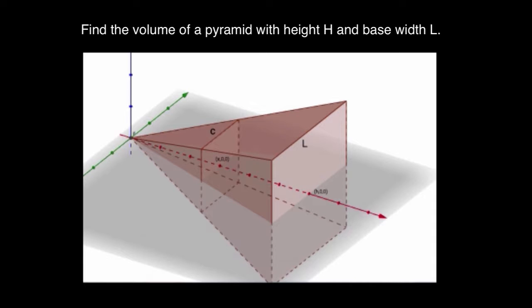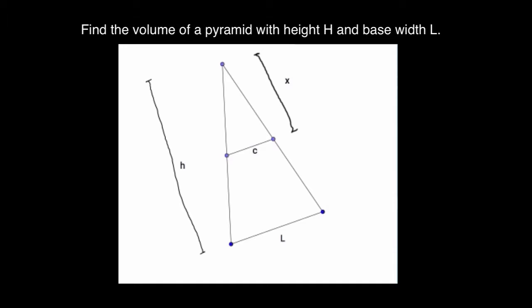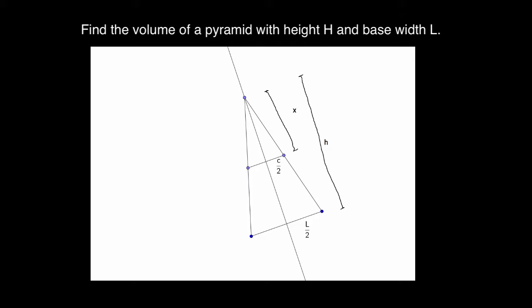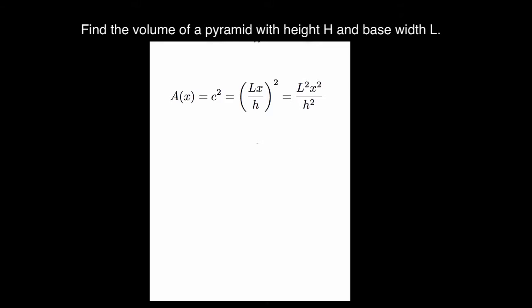Looking at the pyramid from above, that is, the direction of the z-axis, we see the following picture. If we cut these triangles in half, we have similar right triangles. Therefore, c over 2 divided by x is equal to L over 2 divided by h. Solving this equation for c gives c equals Lx over h. Therefore, the cross-sectional area A(x) is equal to c squared, which is (Lx over h) squared. Notice that our pyramid lies in the range of x's from 0 to h.